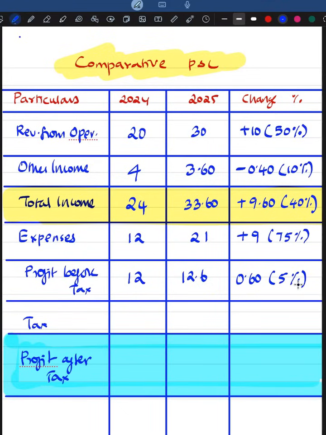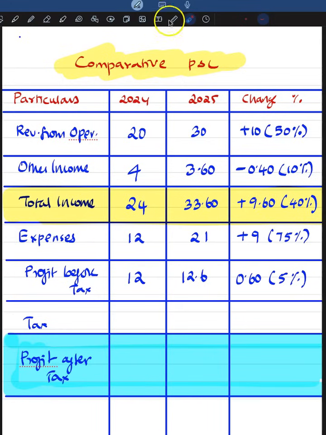So this will give rise to the question, what is happening? Why are they not able to get the benefit of the increase in revenue? It's because this year their expenses have increased by 75%. What is the need for an increase in expenses by 75% when the turnover has increased only by 50%? So that got to be analyzed.